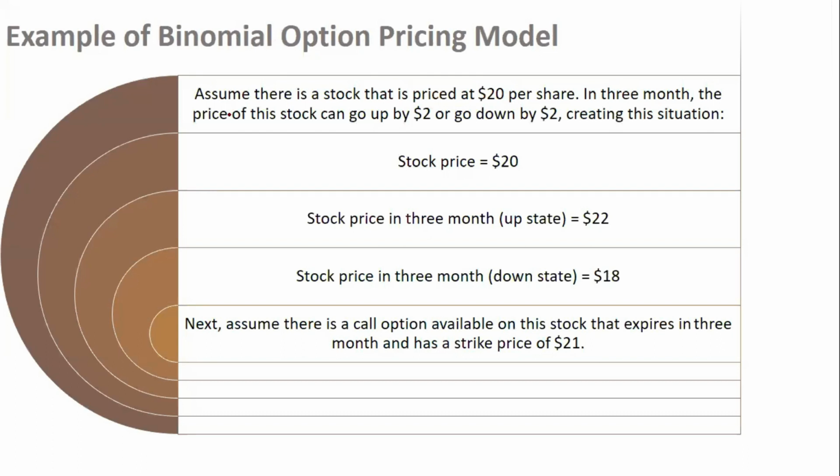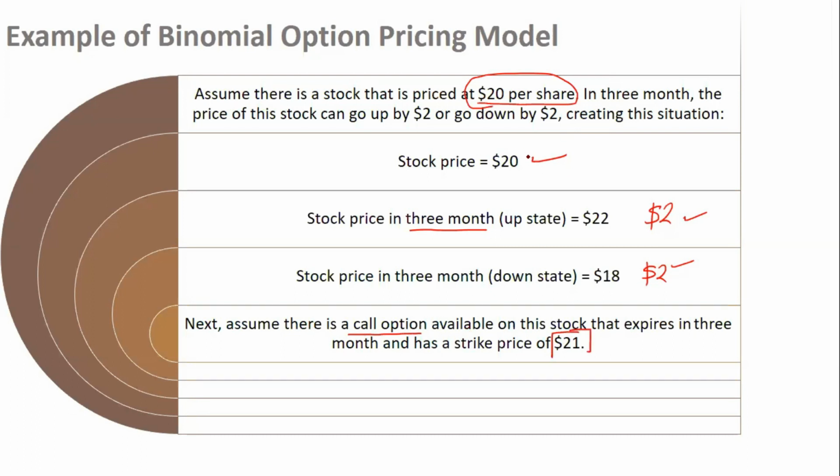So let's take an example. Assume there is a stock that is priced at $20 per share. All right, so this is the stock price. And you are looking at a call option which is going to expire in 3 months, right? The stock price you are assuming is going to jump $2 in the next 3 months, or it can go down $2 in the next 3 months. The same assumption you have to make for the upside and the downside. And what you want to calculate is the price of a call option, which is available for the strike $21.